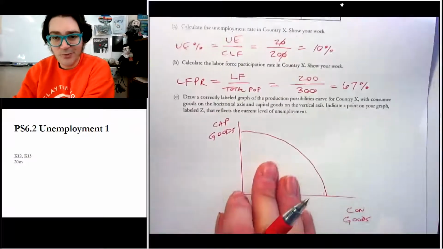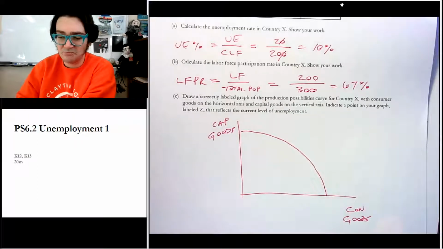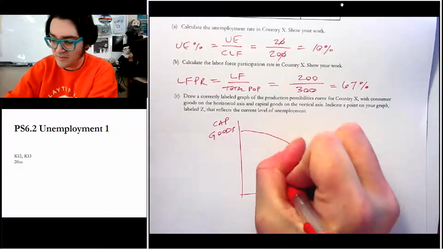So now we should be able to do this. What's a recession? Well, it's a point underneath the curve. Ta-da, done.